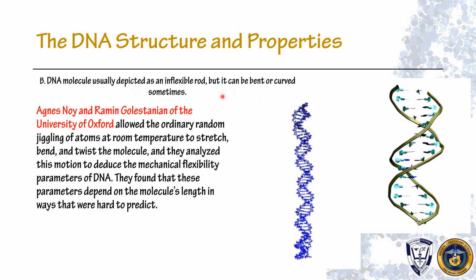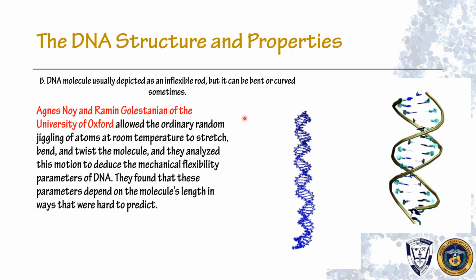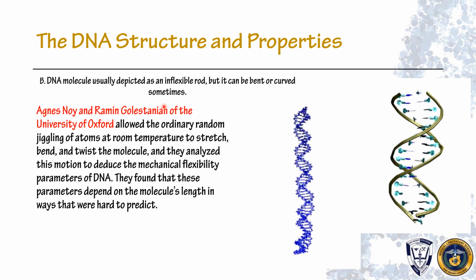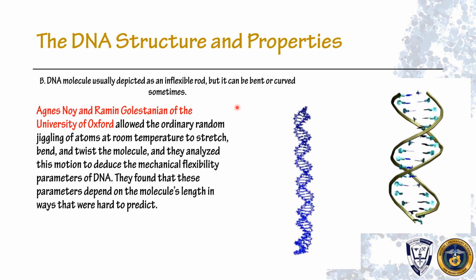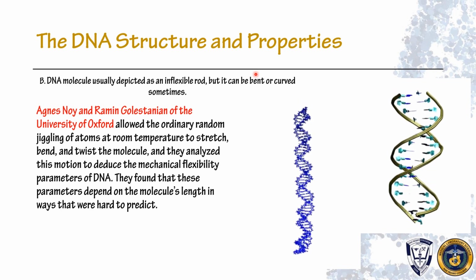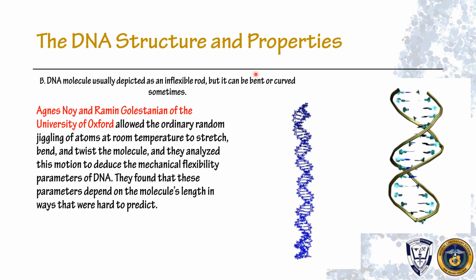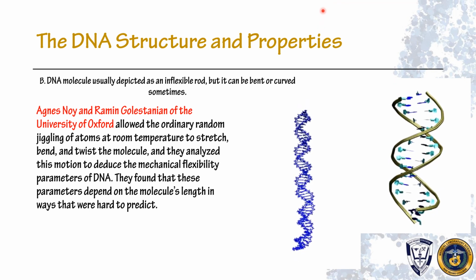So here, the DNA molecule is usually depicted as an inflexible rod, but it can be bent or curved sometimes. So this theory was proved by Agnes Roy and Ramin Golestanian of the University of Oxford, which allowed the ordinary random jiggling of atoms at room temperature to stretch, bend, and twist the molecule, and they analyzed this motion to deduce the mechanical flexibility parameters of DNA. They found that these parameters depend on the molecule's length in ways that were hard to predict.